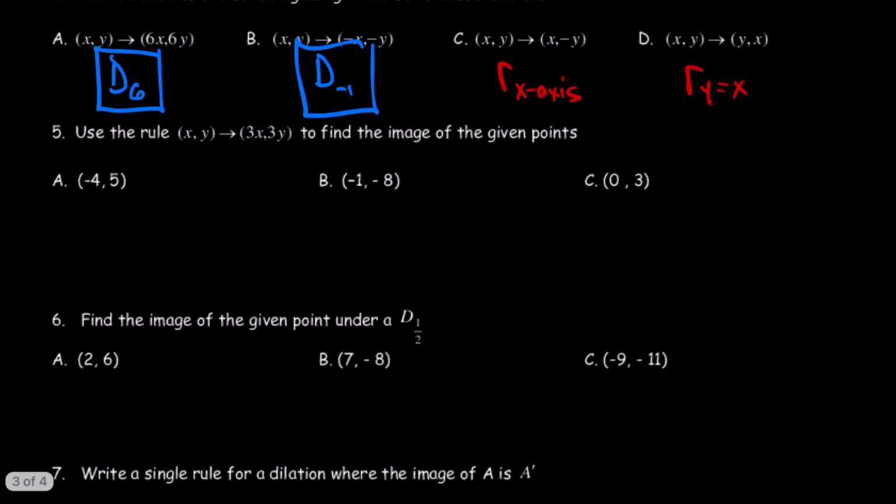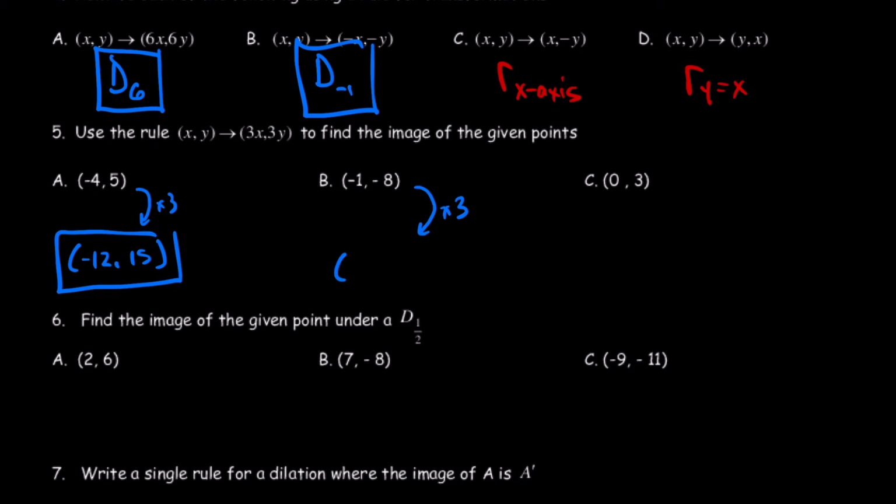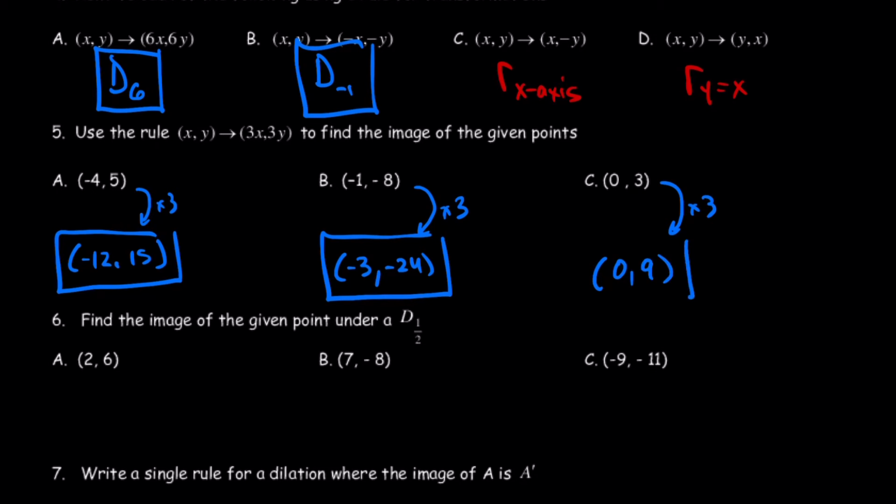Example 5, use the rule xy goes to 3x, 3y. So basically here it's telling us multiply both coordinates by 3. Pretty straightforward, doesn't take that long. If I multiply both of those by 3, what do I get? Negative 12 comma 15. Multiply both of those times 3. That gives me negative 3, negative 24. And multiply both of those by 3. Just be careful. Remember, 0 times anything is 0. So that's going to be 0, 9.